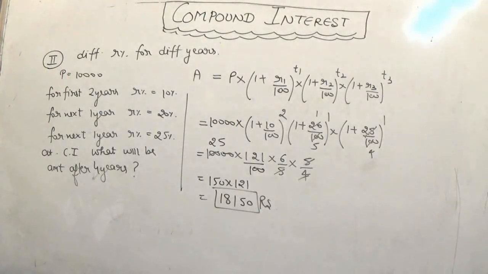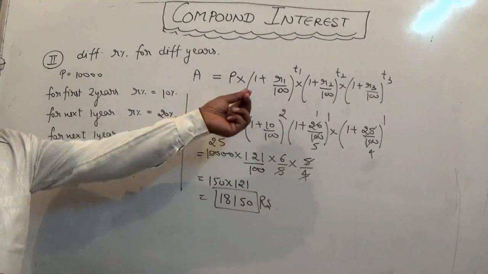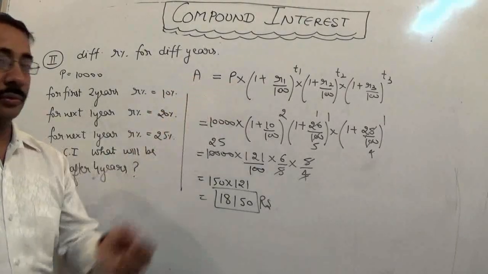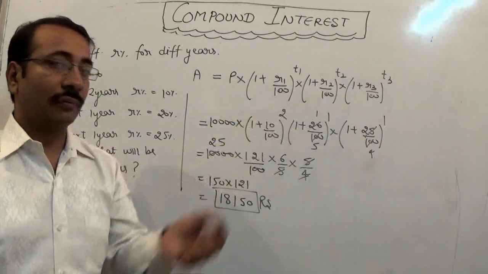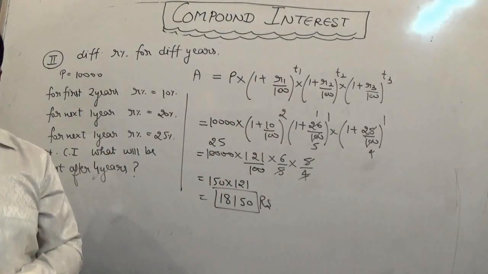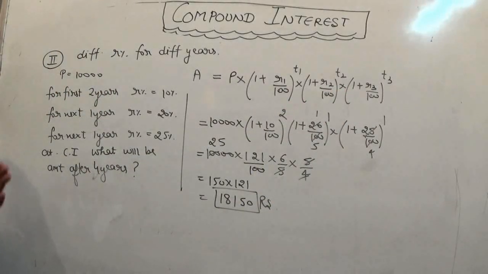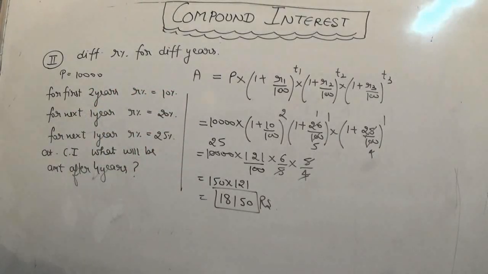I hope the point is clear. When the rate of interest is different for different years, what you are expected to do is simply put your values in such a way: amount is always equal to principal into 1 plus R1 upon 100 raised to power T1, into 1 plus R2 upon 100 raised to power T2, into 1 plus R3 upon 100 raised to power T3. Solve it and finally you get your answer, that is 18,150. I hope this is clear.